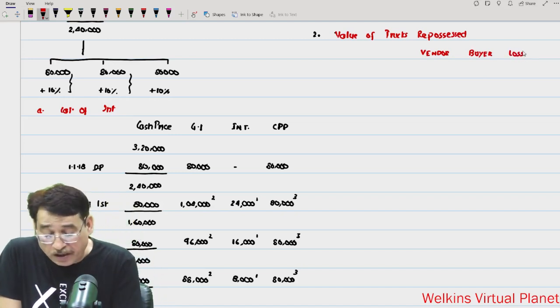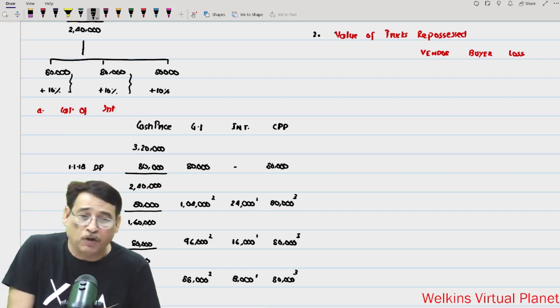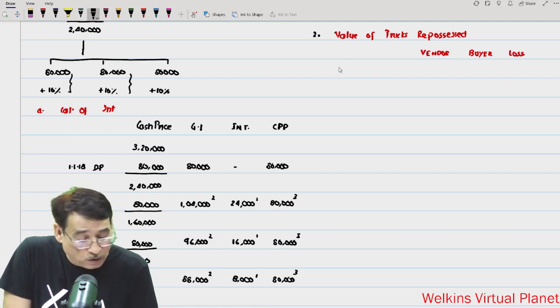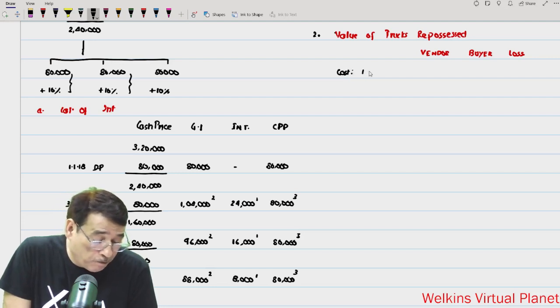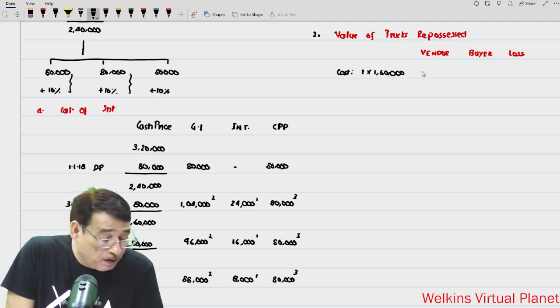How many trucks have been sold? First of all, give me the answer. So two trucks have been sold out. How many trucks have been taken back? Only one. So cost price will be 1 into 1,60,000. This is your cost price. Correct. In the column of vendor and in the column of buyer, you need to actually put up this item.